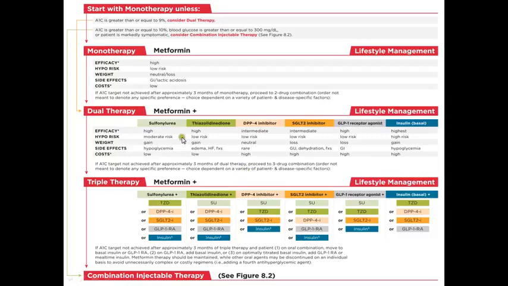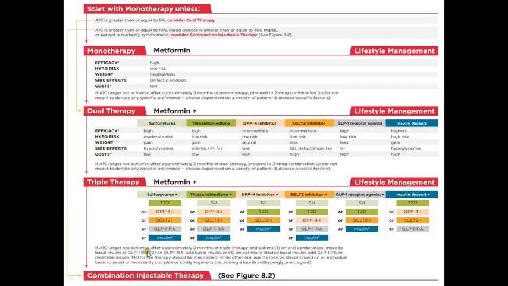Again, you give the combination: metformin plus sulfonylurea, metformin plus thiazolidinedione, metformin plus DPP-4, metformin plus SGLT2, metformin and GLP-1, or metformin and insulin. Whatever combination you're giving, you see these patients for the next 3 months with the dual therapy. And if not responding, you proceed to the third drug. And again, the order is not like this one and then this and then this. No, you can choose according to the patient's requirements.